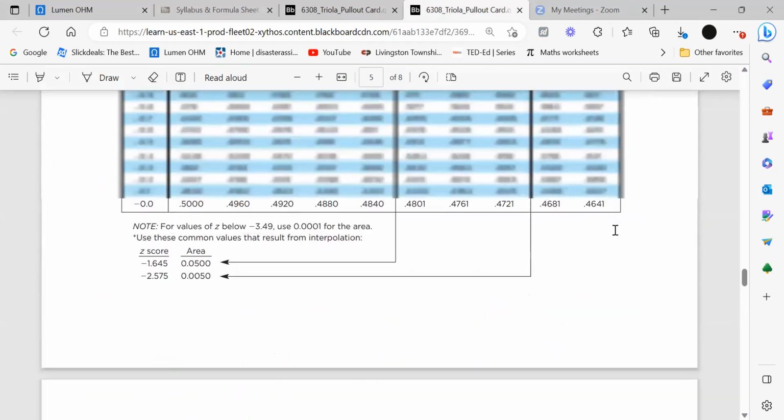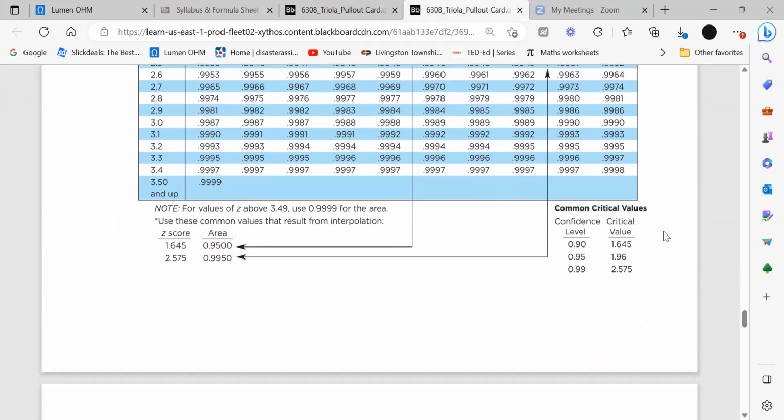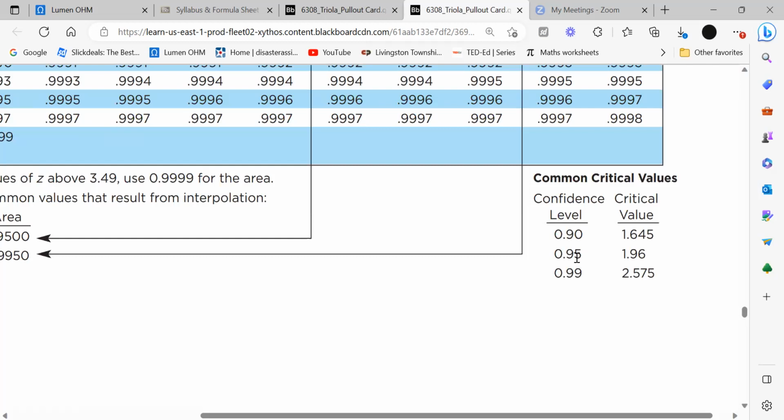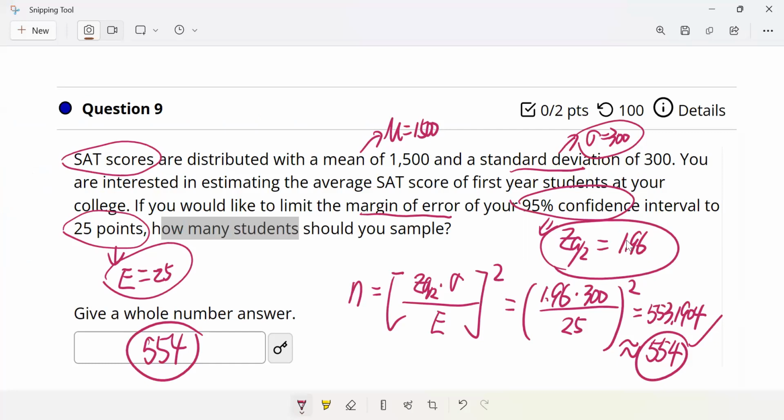If you go to table A2 on the second page, there's a little table here. Based on the confidence level, if it is 90%, then the critical z-score is 1.645. If it is 95%, then it's 1.96. If it is 99%, it's 2.575. Right, so that's how you get 1.96 here. Okay, thank you. No problem.